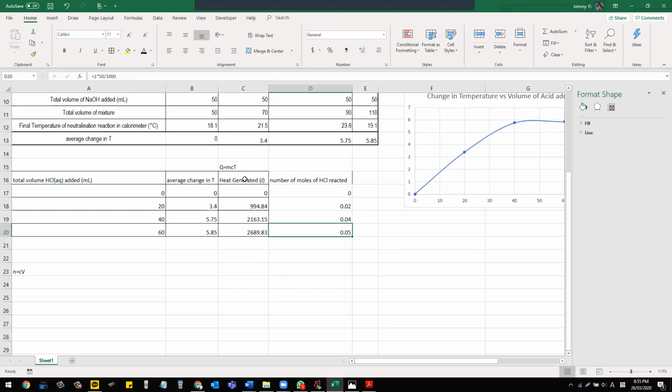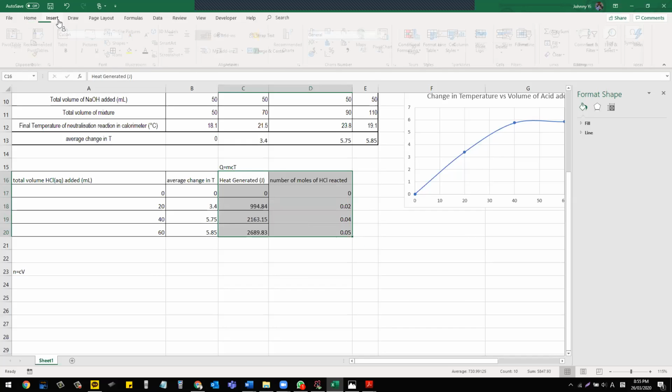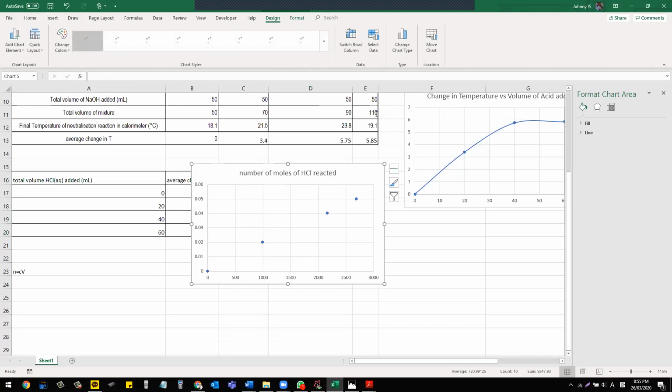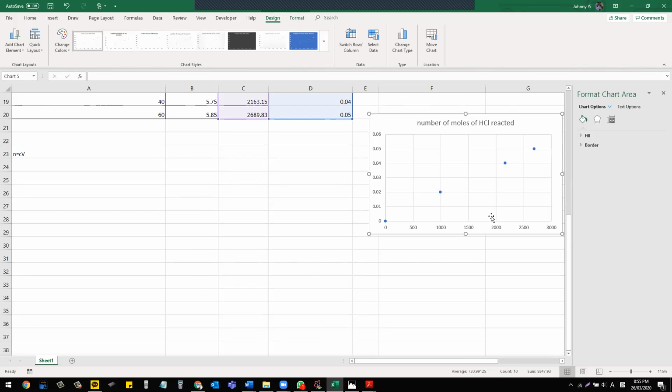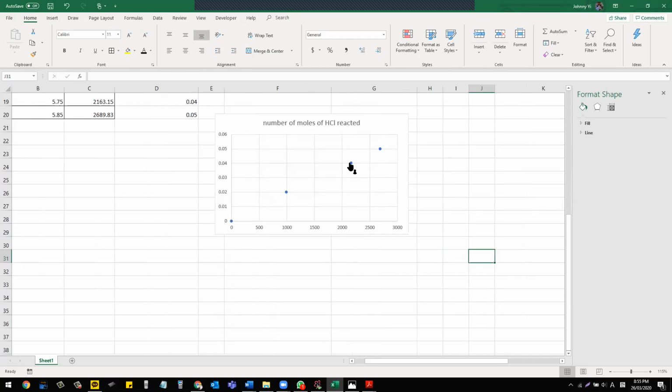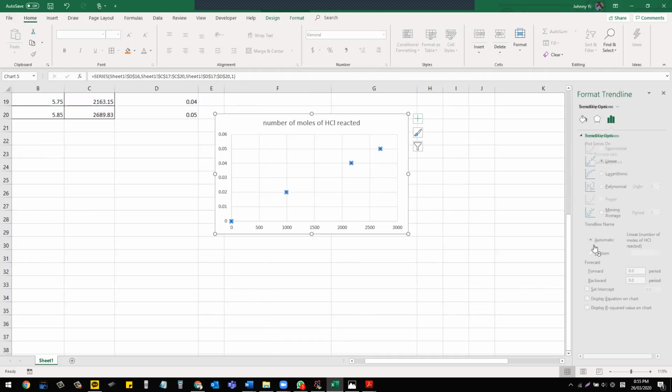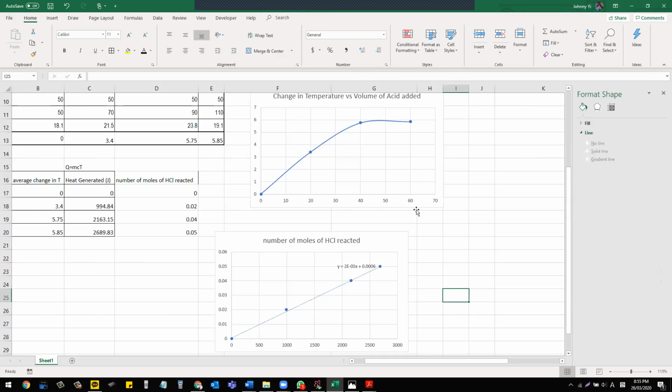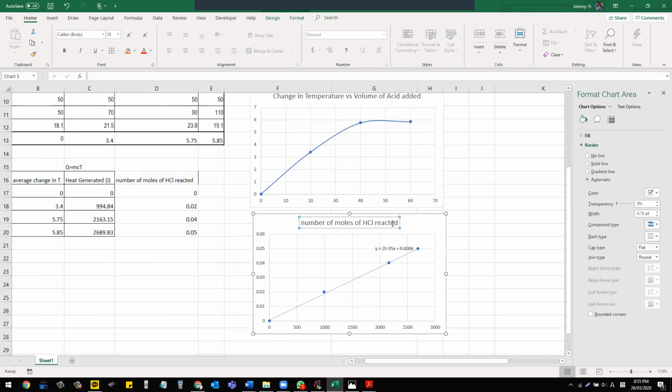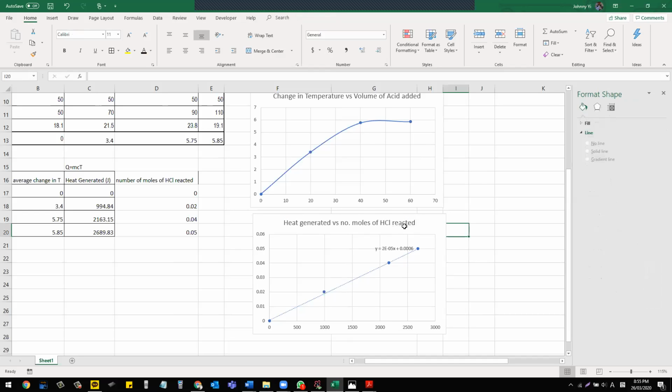And we can plot those two and see if it gives you a straight line. Oh, it does. So this is not a bad result, you know? Almost perfect straight line. So this is heat generated versus number of moles of HCl reacted. And that must be definitely a straight line, right?